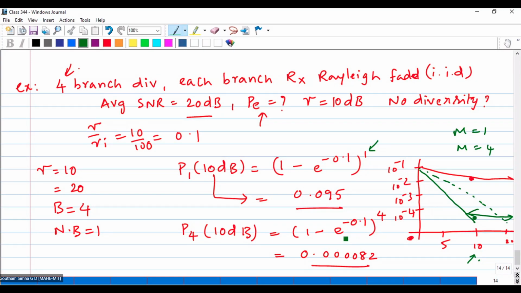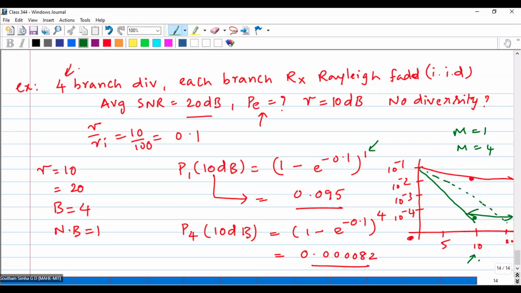Now, what does it mean? It means you have found the CDF, you have found the PDF, and from the PDF you have found the probability of error. The probability of error for a Rayleigh distribution is 1 minus e to the power of minus gamma by gamma bar, as you have written. Without diversity, the SNR drops below the specified threshold with a probability 3 orders of magnitude greater compared to 4-branch diversity.